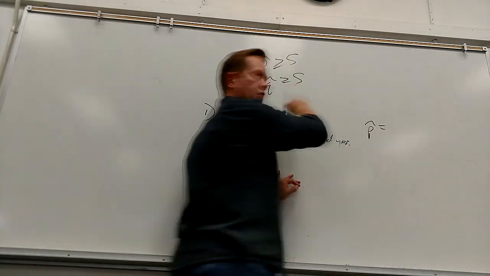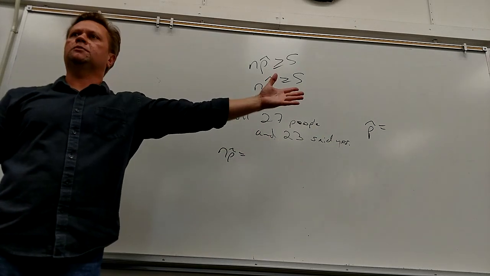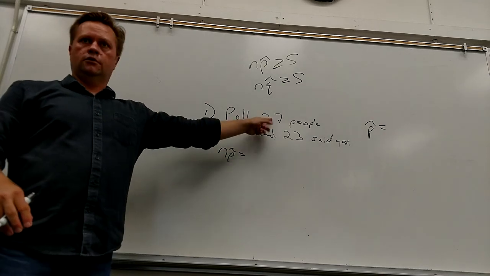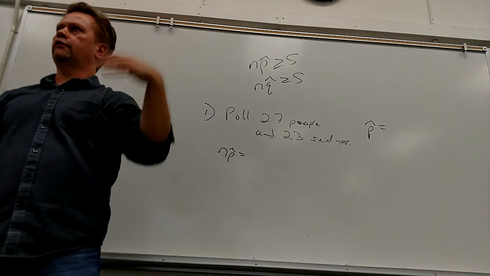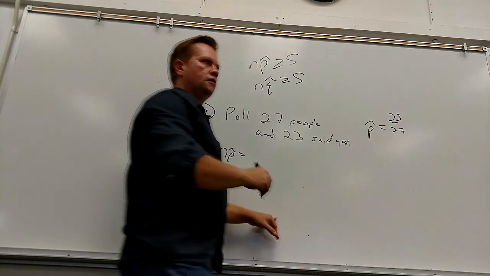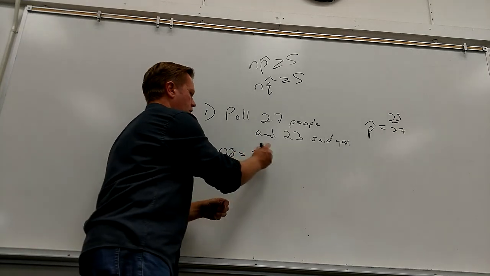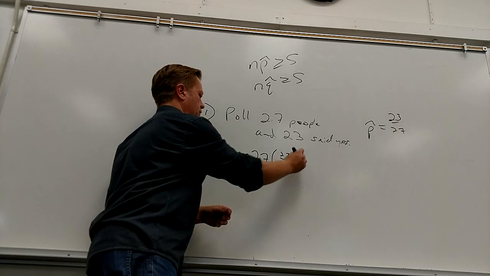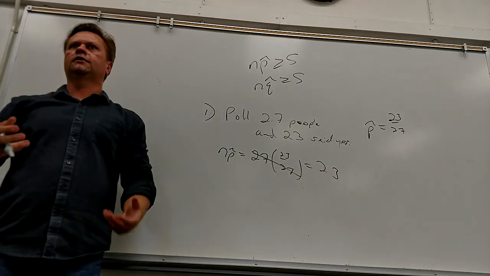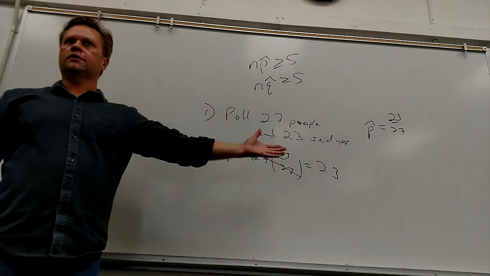How would I calculate p hat? You can do it. I barely told you anything, but I've given you plenty enough for p hat. How would you calculate it? 23 said yes out of 27. Always small divided by big. So 23 divided by 27. And what's n? 27. So you do 27 times 23 divided by 27, and remarkably enough, you get 23. Always. You're always going to get the number of successes, because that's what n p hat is, the number of successes.